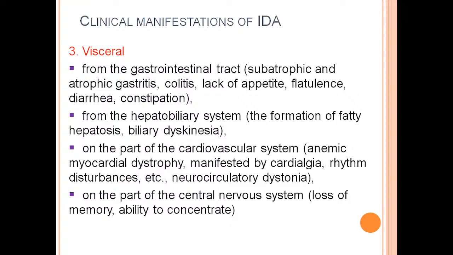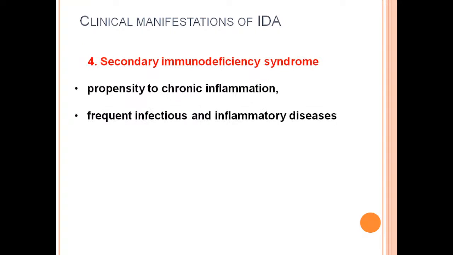From the gastrointestinal tract, we see subatrophic and atrophic gastritis, colitis, lack of appetite, and others. From the hepatobiliary system, the formation of fatty hepatosis. On the part of the cardiovascular system, anemic myocardial dystrophy and others, and on the part of the central nervous system, we see loss of memory and inability to concentrate. Secondary immune deficiency syndrome: predisposition to chronic inflammation, frequent infections, and inflammatory diseases.